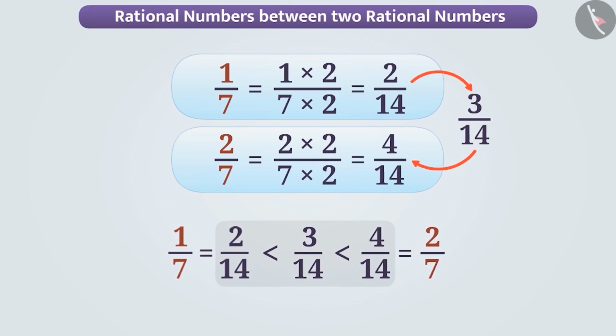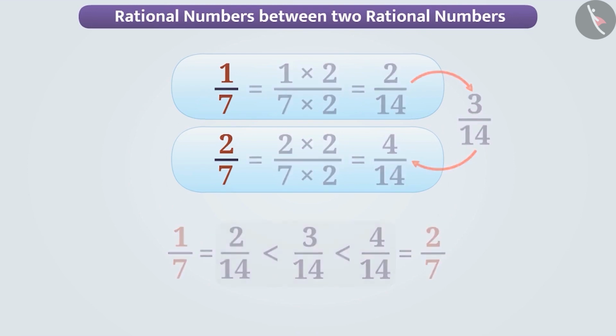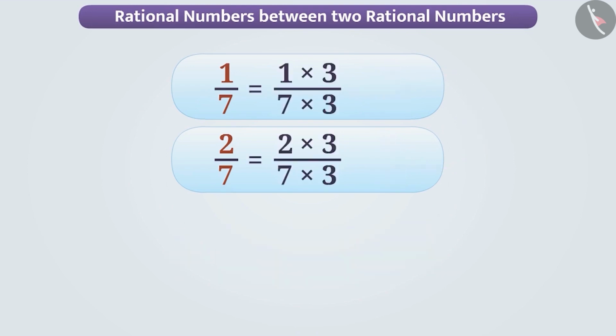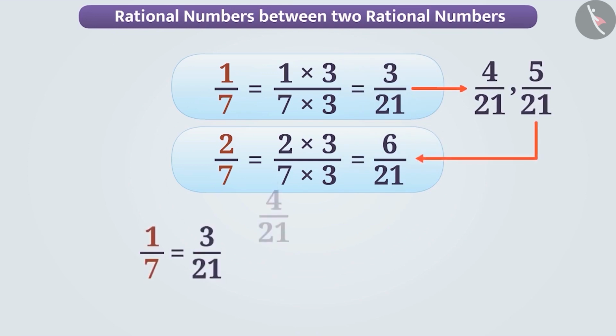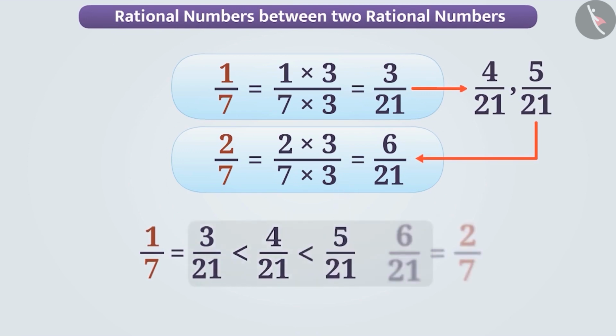Similarly, if we multiply both the numerator and the denominator of both the rational numbers by 3, then we get their equivalent rational numbers 3/21 and 6/21. Now the rational numbers between these two rational numbers are 4/21 and 5/21, where 3/21 is smaller than 4/21, 4/21 is smaller than 5/21, and 5/21 is smaller than 6/21.